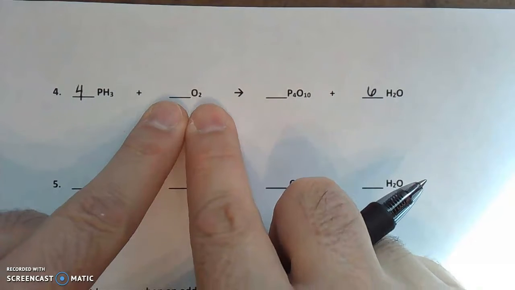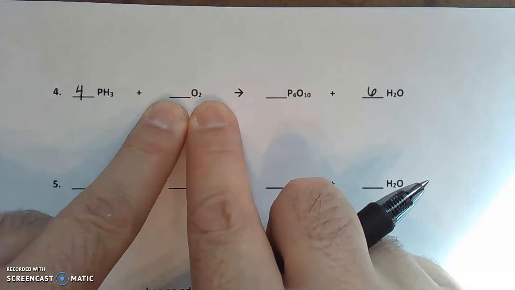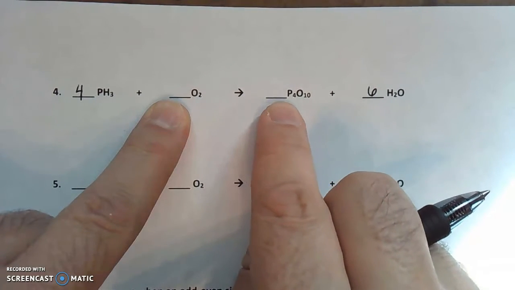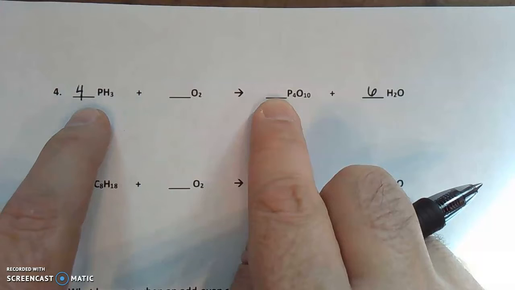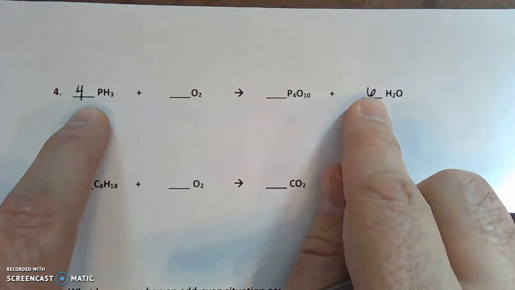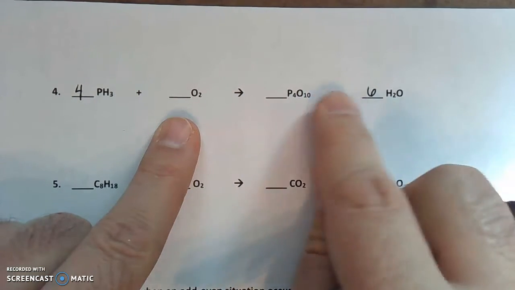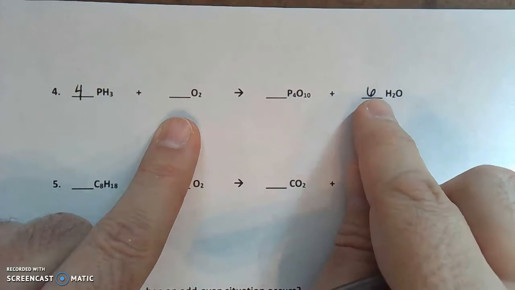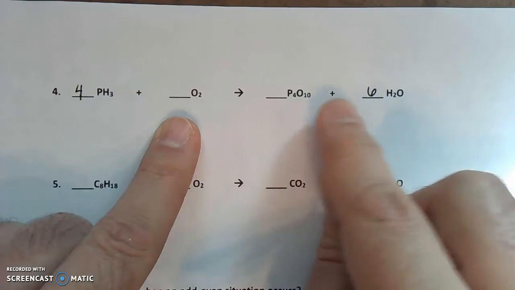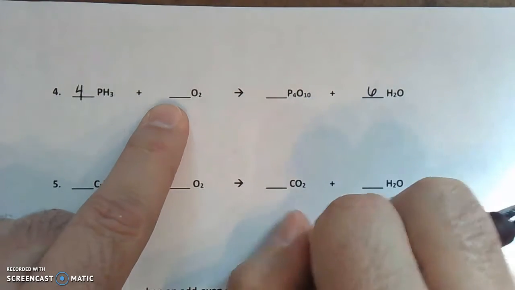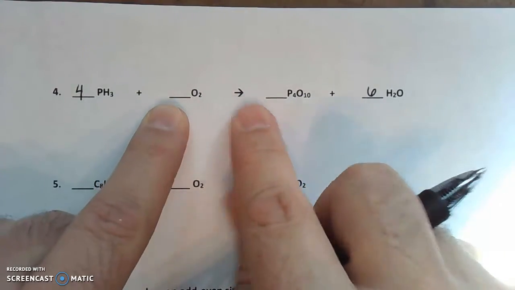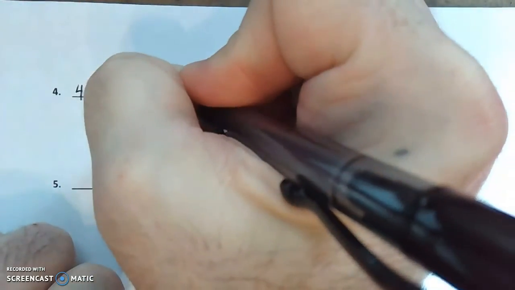Now I have to find what I put in front of the O. I don't want to put anything here because if I put anything here, that's going to change my P's and then change my H's again. So I'm going to count how many O's we have on this side. I have 10 here and 6. So I have 16 O's. What number times 2 is equal to 16? That would be 8.